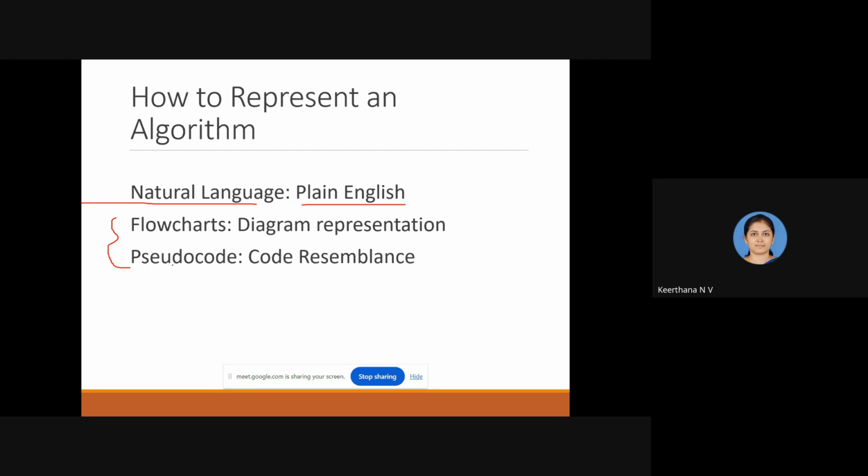Pseudocode: pseudo means false, and code means programming. It is a false structure of the exact programming. That is pseudocode. It is another way of representing your algorithm.